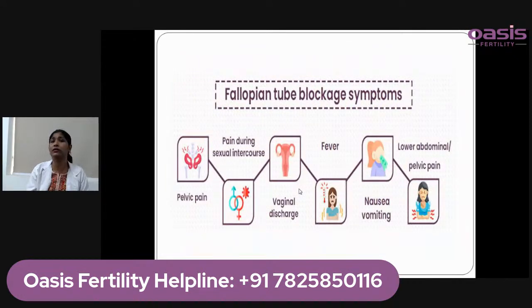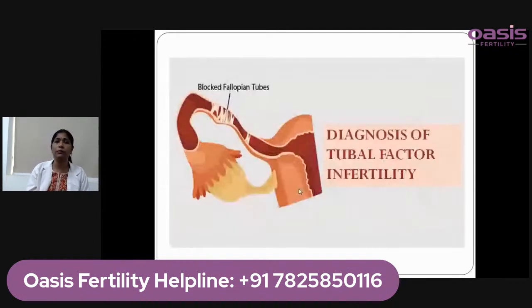So as I explained, most of the times there are no symptoms, but because of the other problems which lead to tubal factor infertility, patients can present to us with pain, fever, nausea, vomiting, and abnormal vaginal discharge. So now that we have understood broadly what is tubal factor infertility and what are the different types of tubal diseases, now let us understand how we diagnose tubal factor infertility.